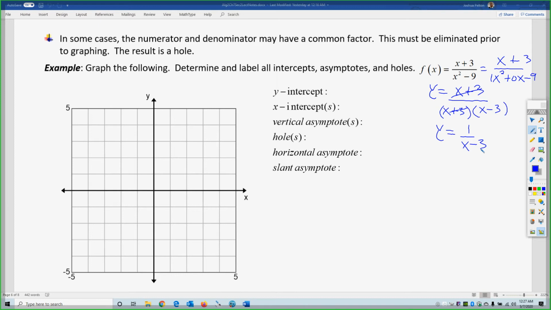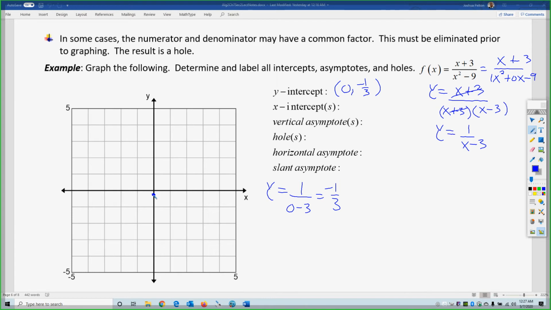As far as an intercept goes, we know x must be 0. So if we plug in 0, I get y equals 1 over 0 minus 3, hence negative 1/3. So that's the y-intercept, 0, negative 1/3, which is about right there. Not quite there, but good enough for this.